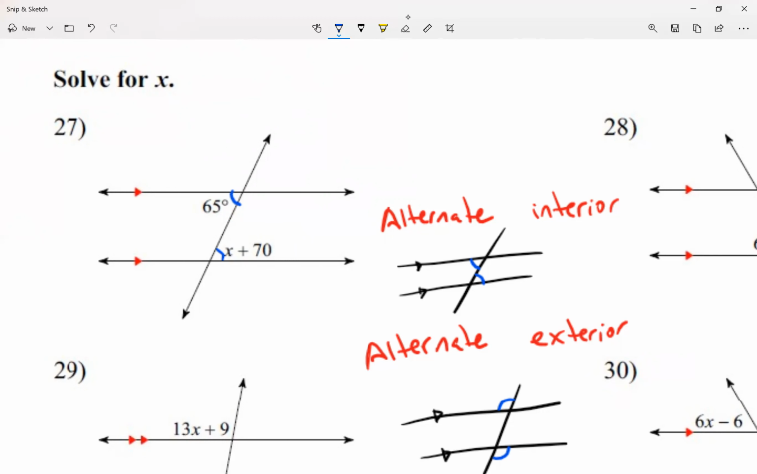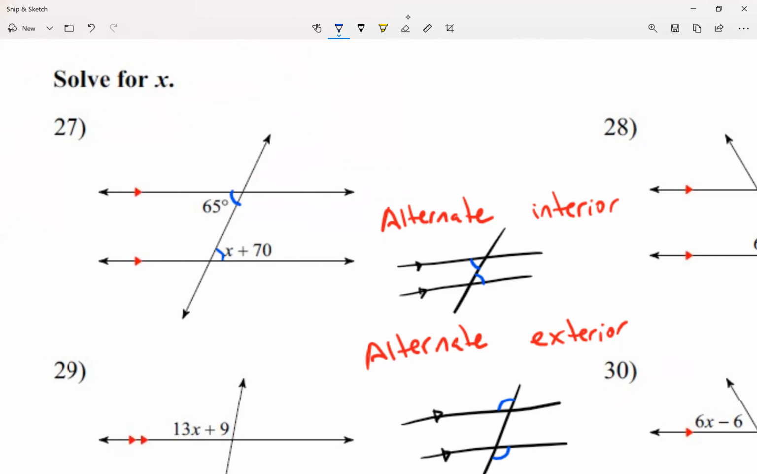So I have 13x is equal to 91. To get the x by itself, let me divide both sides by 13. So I get x is equal to 7. Instructions were solve for x. What's the value of x? 7.